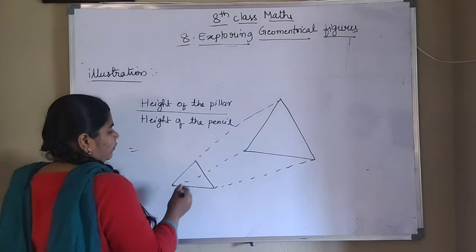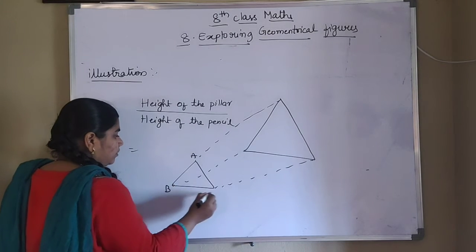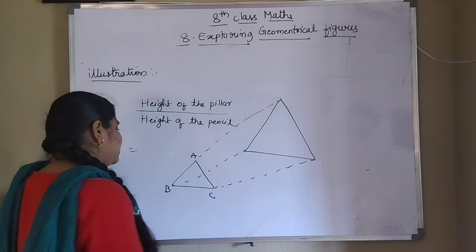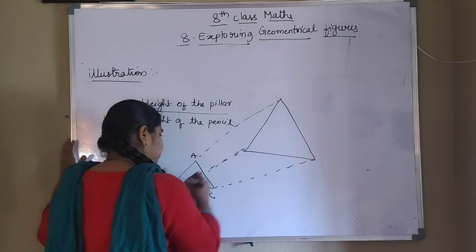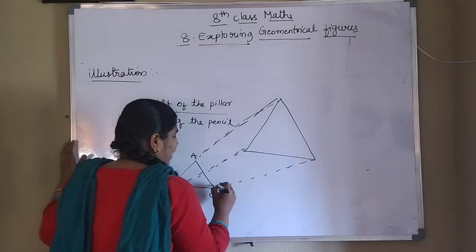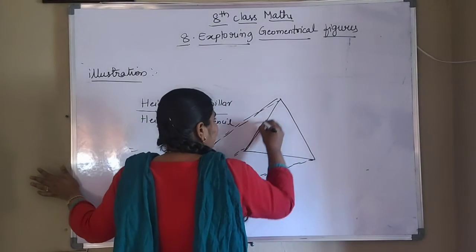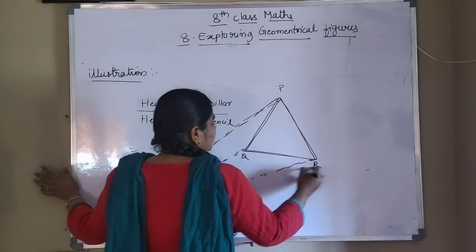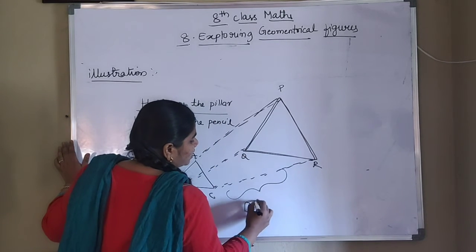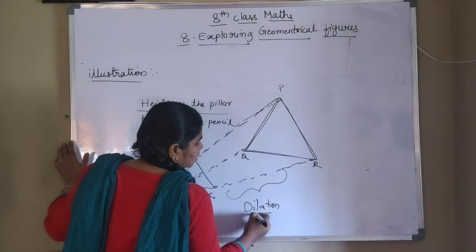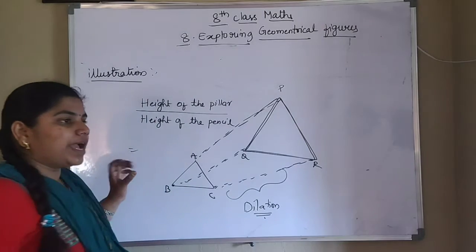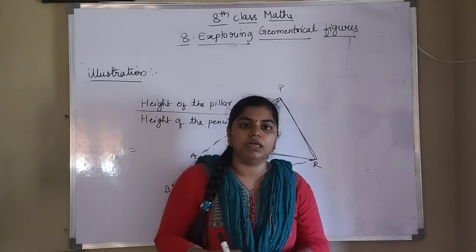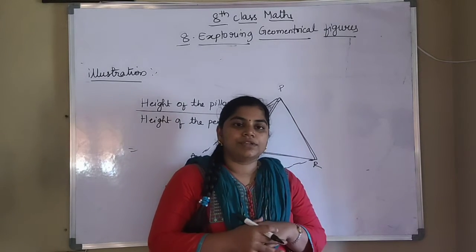Here I have taken one figure, that is ABC, and I have enlarged this one. How did I enlarge this? The endpoint is here, A point, and this is C point, and this figure has been enlarged, that is PQR. So this process we will call dilation. What do you mean by dilation? Dilation is nothing but the process of enlarging and reducing a similar figure.